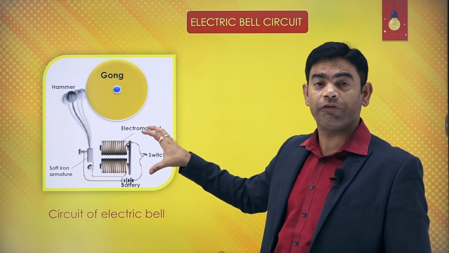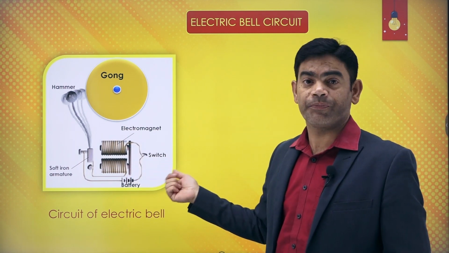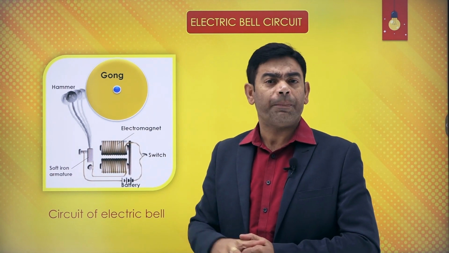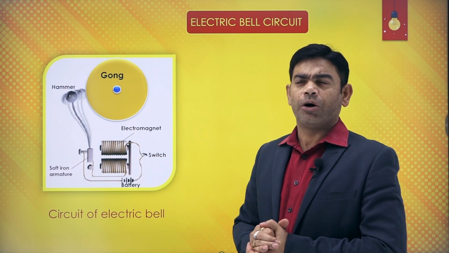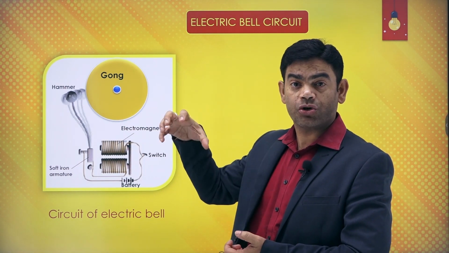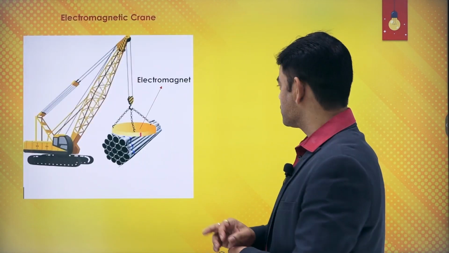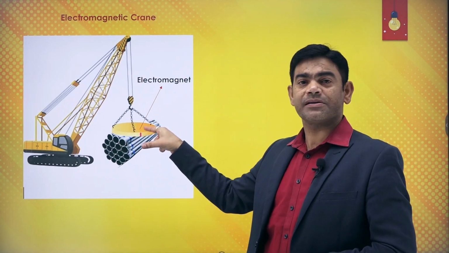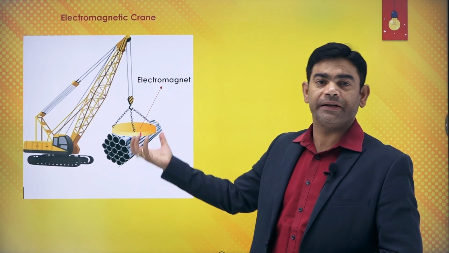The basic concept of an electric bell, it works on magnetic effects of current. It uses an electromagnet. So there are many more things which work on magnetic effects of current. One of them, in a commercial setting, is the electromagnetic crane, which is used to lift heavy iron objects. You can see over here this plate is an electromagnet. You can see it lifting a bundle of iron pipes, metallic pipes, it can lift them up.